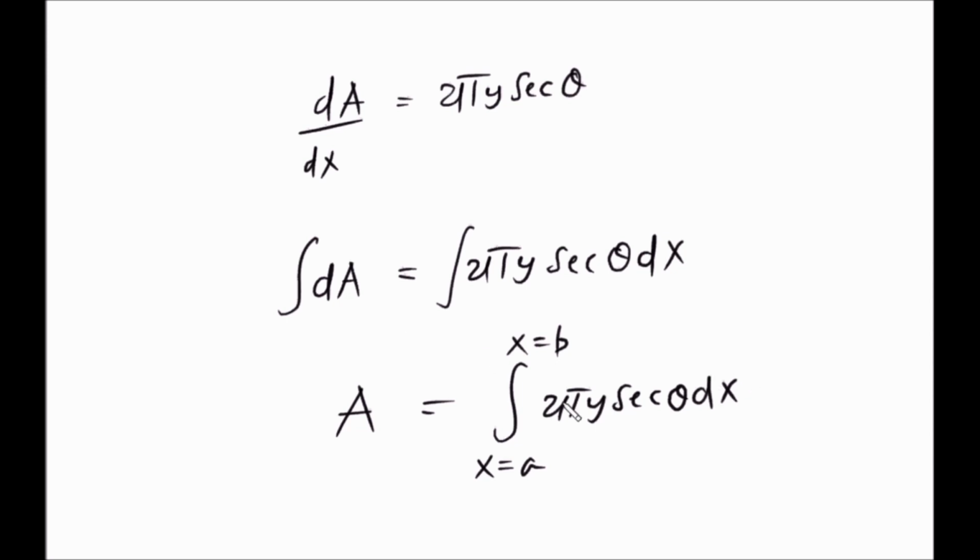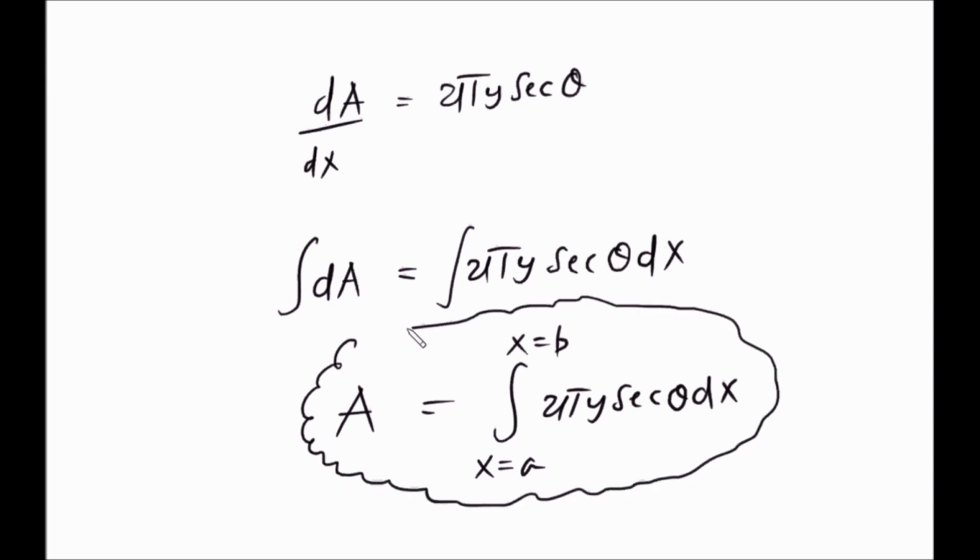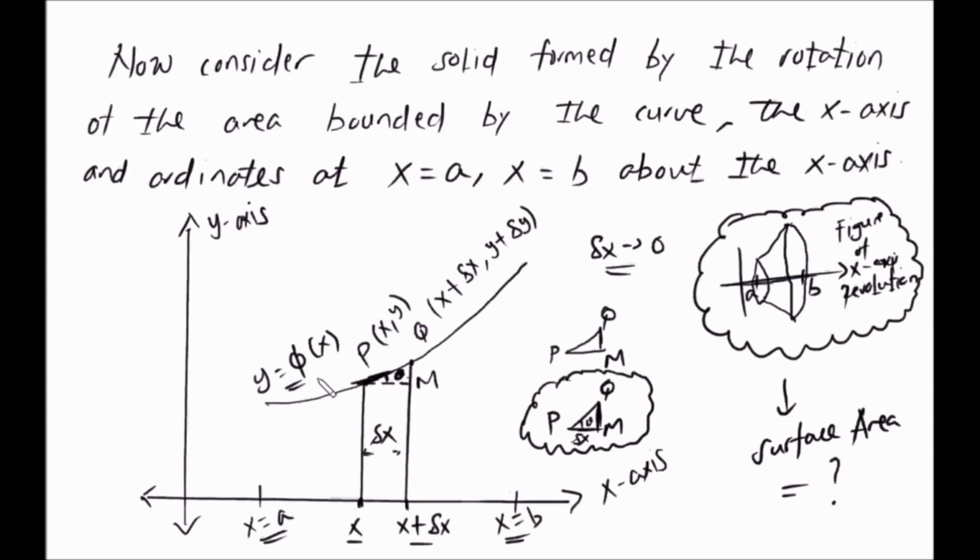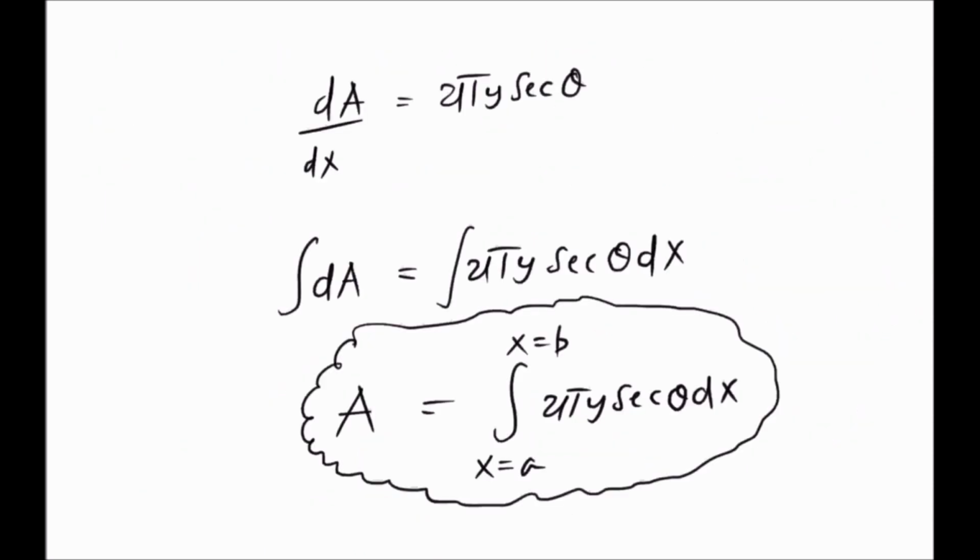So this will now be the area when I rotate, not just that piece PQ about the x axis, but the whole curve y is equal to psi x from x equals to a to x equals to b about the x axis. This is the area. This is what I had put there. So I'm going to start a fresh page because I want to conclude something.